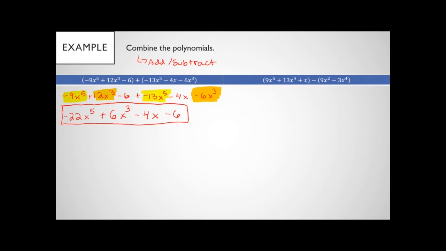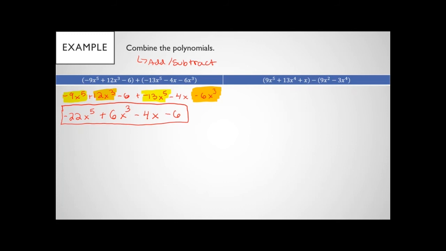Are there any questions on that example? Okay, so now I'm going to move to the one on the right.